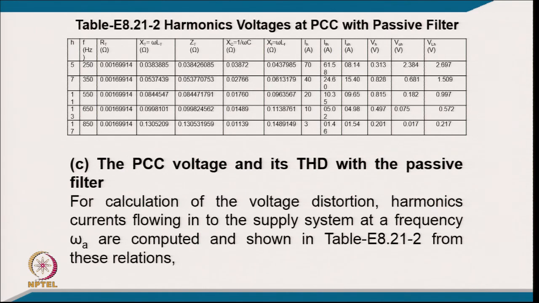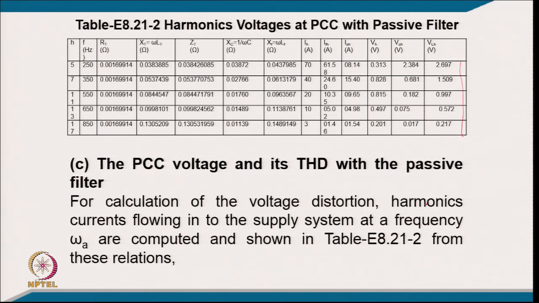Now, we can see the calculation for all harmonics. So, this is the harmonic order, 5th, 7th and all. These are the total resistance of the circuit, reactance, then total impedance, this is the capacitance impedance, that is the filter inductance impedance, and these are the harmonic currents of the load. This is the harmonic filter current, this is the source harmonic current, this is the harmonic voltage at the point of common coupling, this is the capacitor harmonic voltage, and this is the total harmonic voltage across the load.